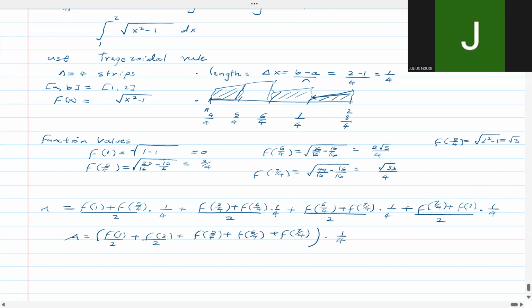If you substitute all the function values in this formula and then multiply by 1/4, you find the answer as 1.0426. That's the answer that approximates the area.